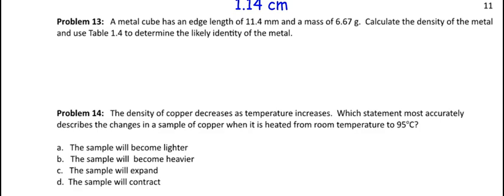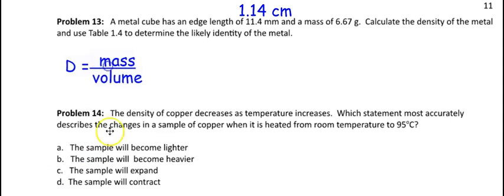So let's go ahead and do the next one. We have a metal cube that has an edge length of 11.4 millimeters and a mass of 6.67 grams. Calculate the density. Now, if you go back and look at table 1.4, what are the units of density? It's grams per cubic centimeter, not millimeters. So what did I do here? Can you see what I just did? I converted 11.4 millimeters to 1.14 centimeters. Why did I do that? So I get the same unit.